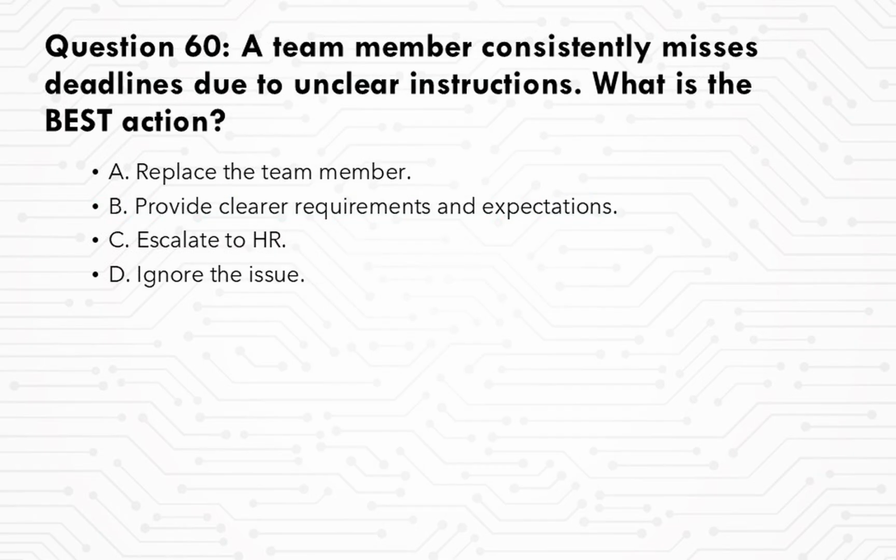Question 60. A team member consistently misses deadlines due to unclear instructions. What is the best action? A. Replace the team member. B. Provide clearer requirements and expectations. C. Escalate to HR. D. Ignore the issue. Answer: B. Root cause equals unclear direction, not performance.